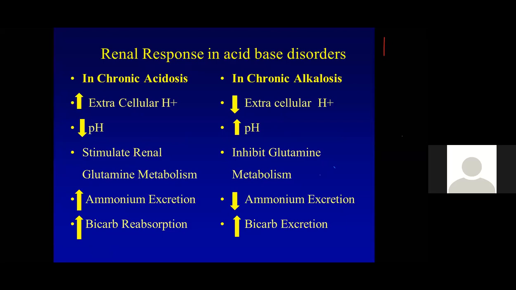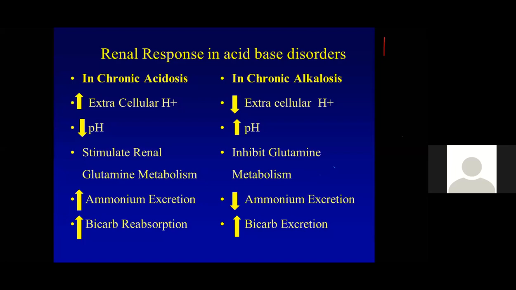When there is chronic acidosis, there is an increase in the extracellular hydrogen ions and the pH is usually reduced. That is what acidosis means. We all know that. So it stimulates the renal glutamine metabolism. When it stimulates the renal glutamine metabolism, the excretion of ammonium is increased and bicarb reabsorption is increased. These are the two things which happen when there is chronic acidosis. The kidney tries to maintain the pH by stimulating the glutamine metabolism.